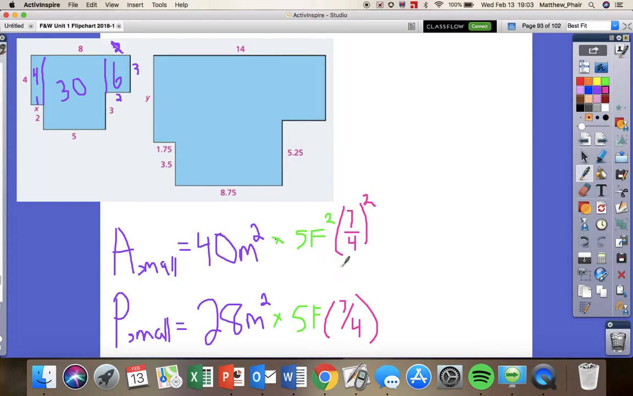Now, some fraction things. When I square a fraction, what I'm really doing is saying 7/4 times 7/4. 7 times 7 is 49. 4 times 4 is 16. So I get 49/16. Well, now we're going to multiply this times 40 over 1.